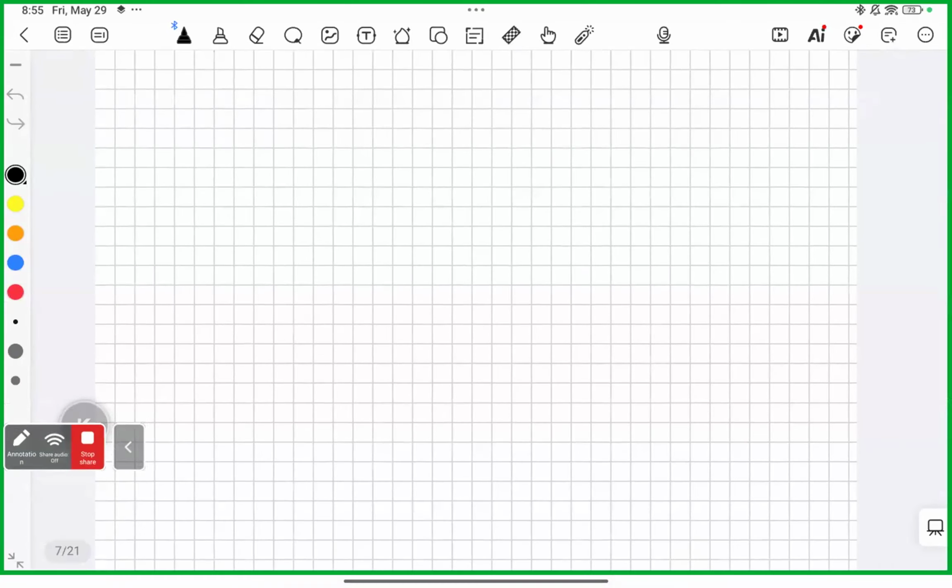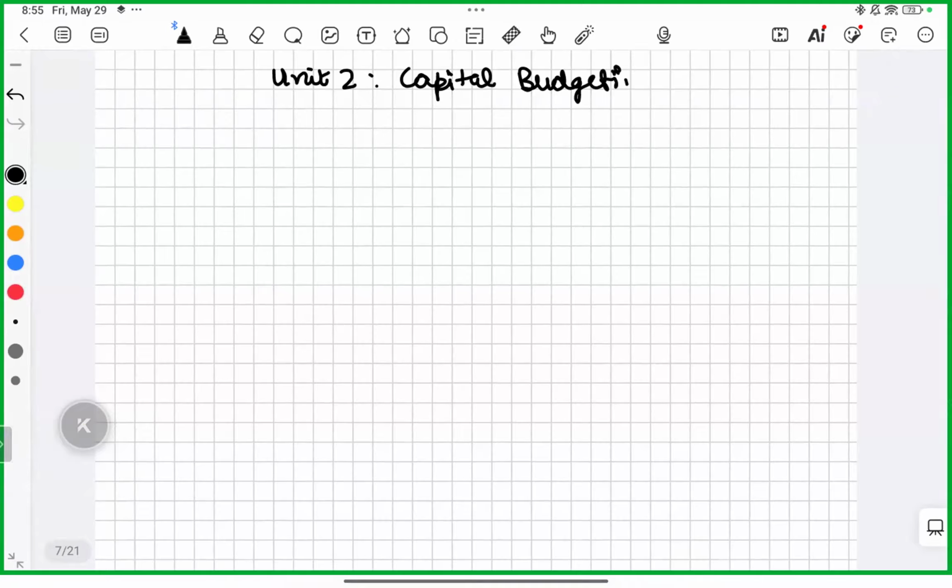Now let us understand Unit 2, Capital Budgeting. Capital budgeting is also called investment decision. Now what happens? You sometimes make an investment.